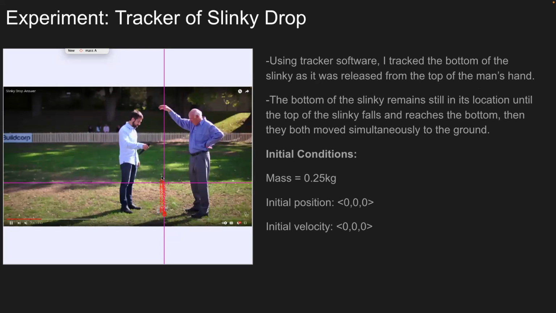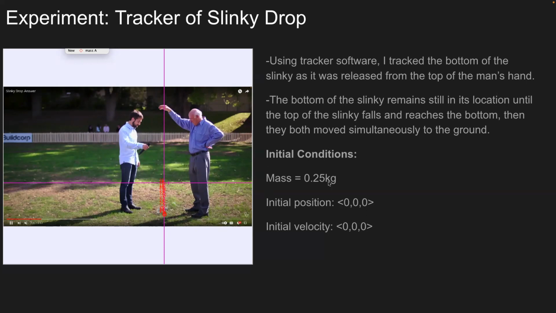So here's the experiment right here. You can see the slinky is dropped all the way to the bottom, but he's holding the top of the slinky right here, and the bottom of the slinky initially starts right here. And then as the top falls, the bottom remains right here until the top hits, and then they both move downwards. And that's what these red dots are, where I tracked it.